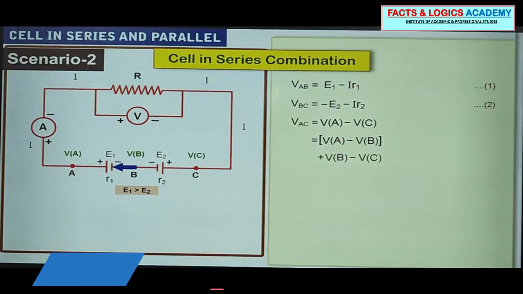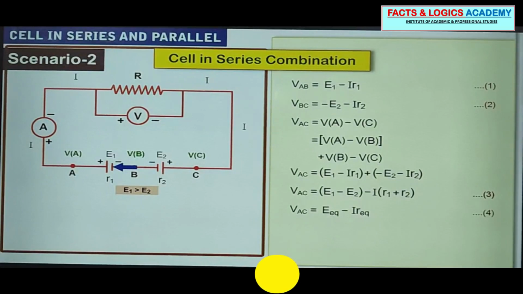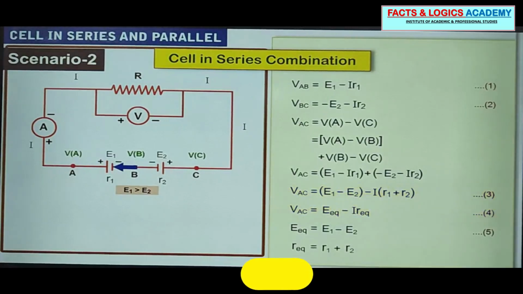Writing the equation for VAC, we get VAC is equal to E1 minus E2 minus I into R1 plus R2. Let us label it as equation 3. Also, VAC is equal to EEQ minus I into REQ. Let us label it as equation 4. We get EEQ is equal to E1 minus E2. Let us label it as equation 5. From equations 3 and 4, we can write REQ is equal to R1 plus R2. Let us label it as equation 6.